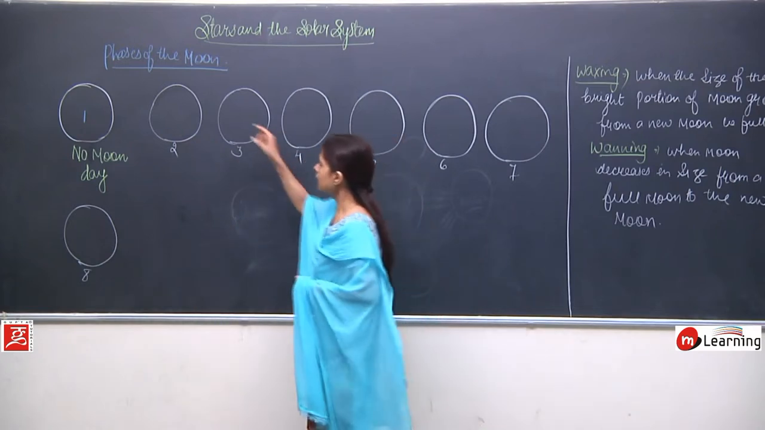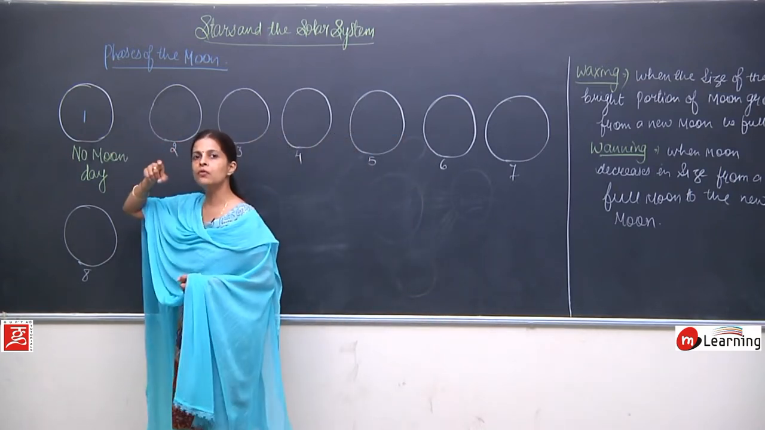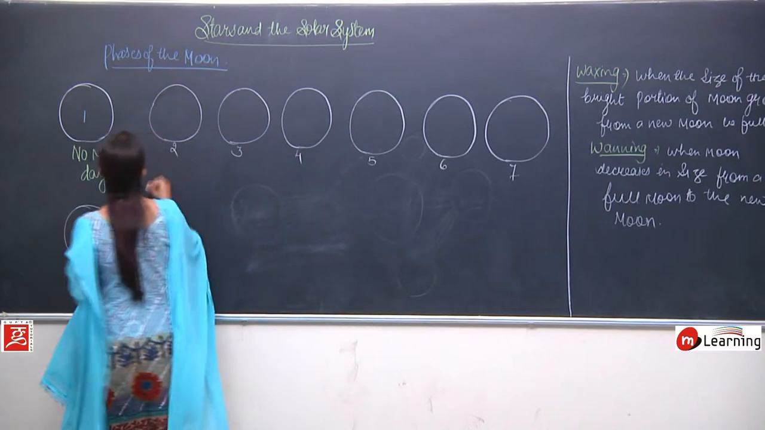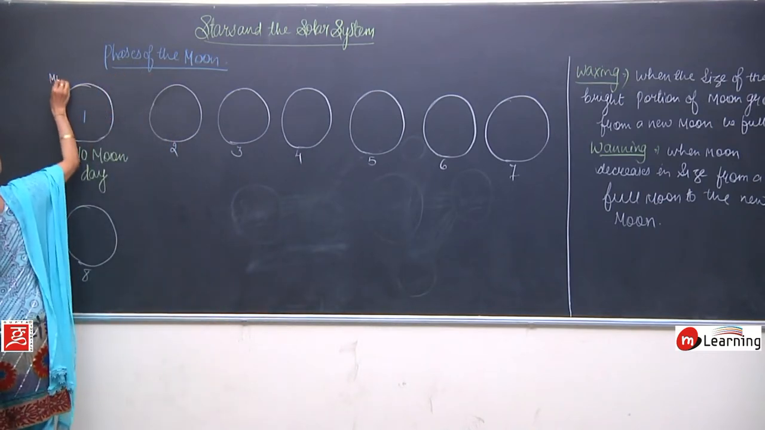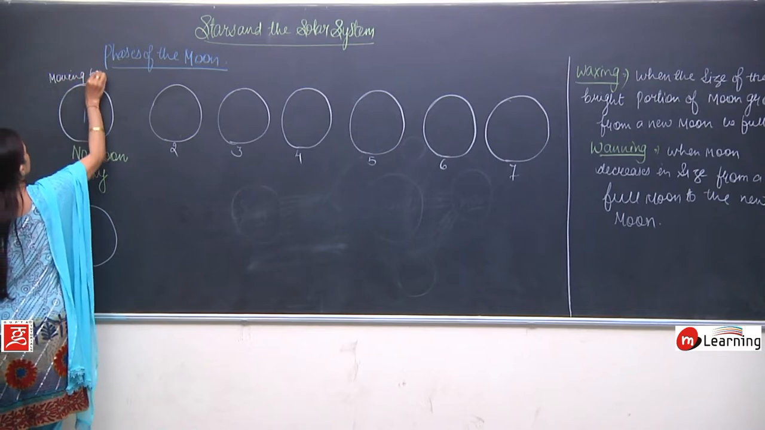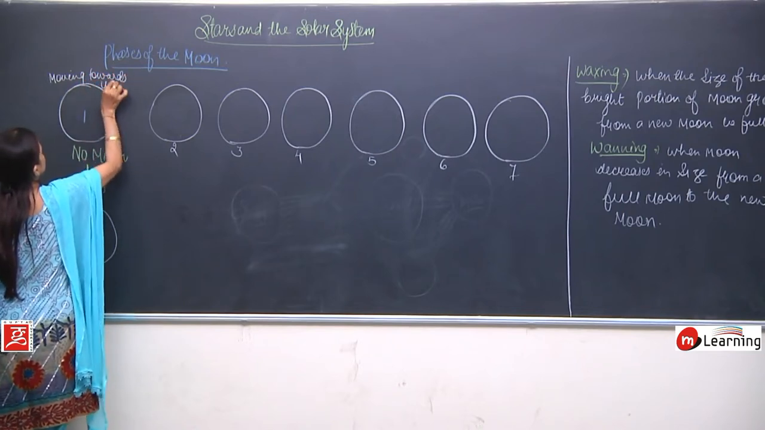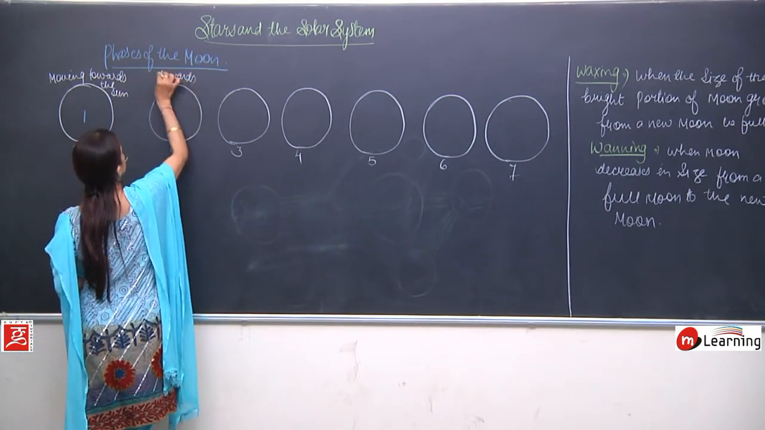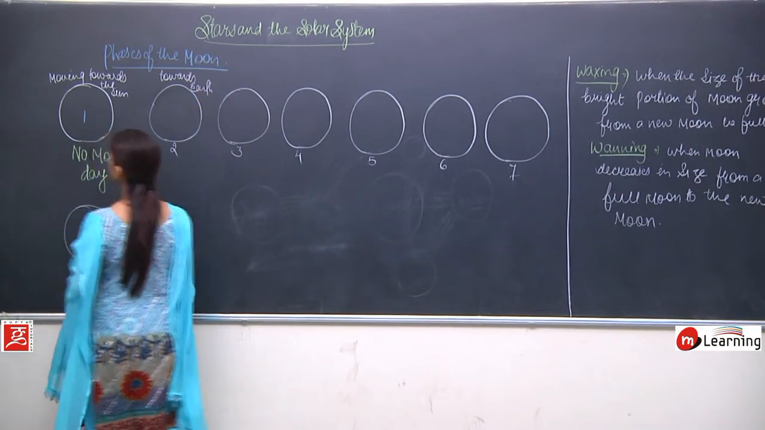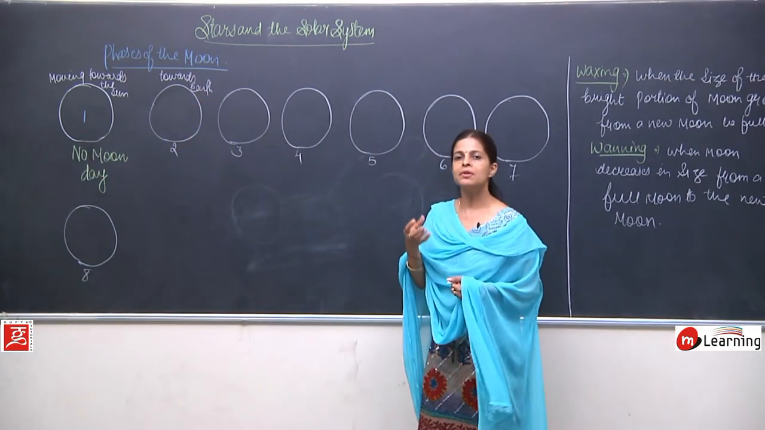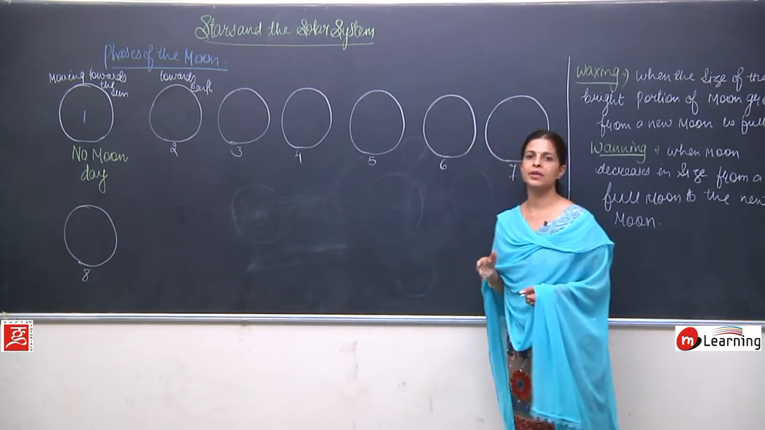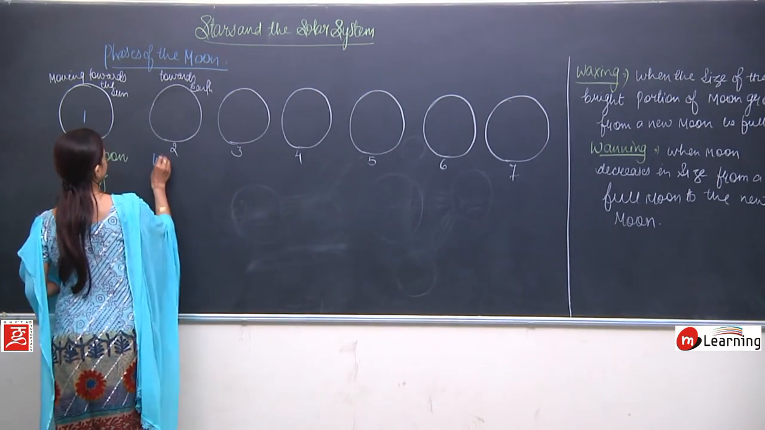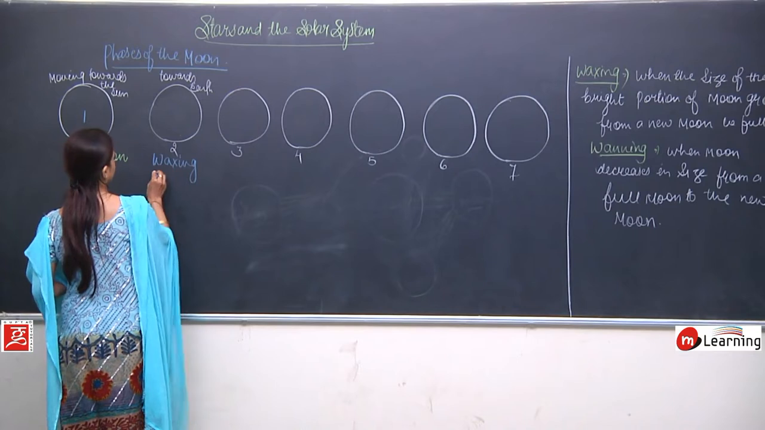Now second, in the first stage the moon was moving towards the sun. Now in the second stage, the moon will move towards the earth. Here the moon was moving towards the sun, and here it is moving towards the earth. And when it moves towards the earth, it becomes visible, but the size is very, very small. So the second is the waxing crescent.